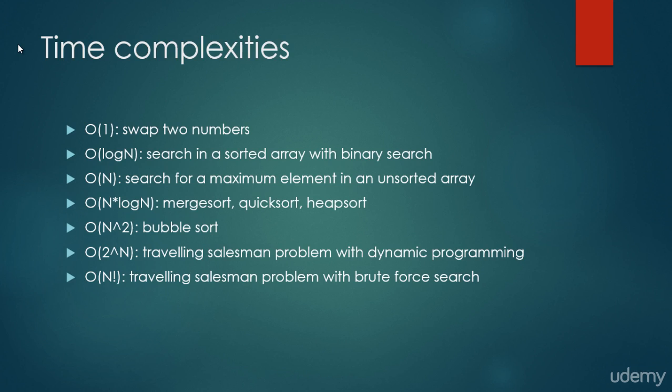So merge sort, quicksort, and heap sort have O(n log n), linearithmic time complexity. Bubble sort has O(n squared). Then the traveling salesman problem with the help of dynamic programming has an exponential time complexity, 2 to the power of n. And the traveling salesman problem with brute force search has O(n factorial). It's very bad. And usually for the last two, we need heuristics.